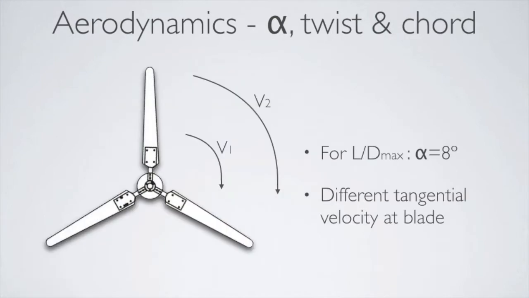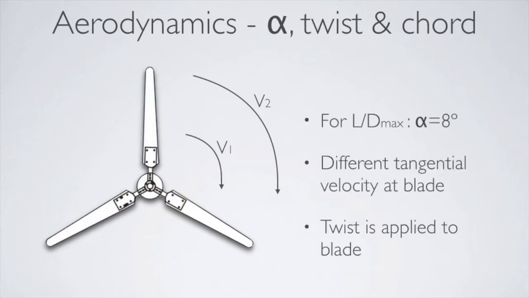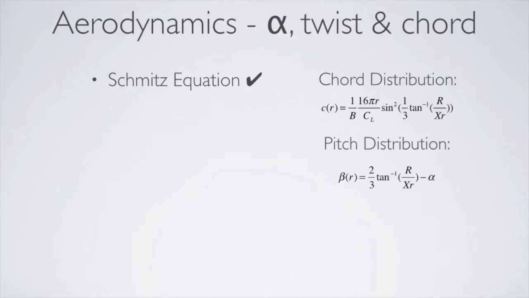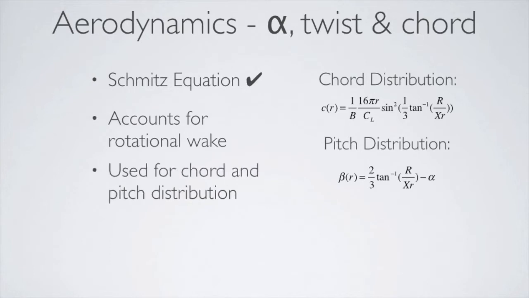Due to the difference in rotational speeds at the tip and root of the blade, twist is applied along the length of the blade. Both the Betz and Schmidt's equations provide a basis to calculate chord length and twist. Unlike the Betz equations, Schmidt's takes into account the rotational wake generated when air flows past the blade. Working with these parameters, we used Schmidt's equation to generate optimum chord and pitch distributions for both the 2 and 3 blade designs.